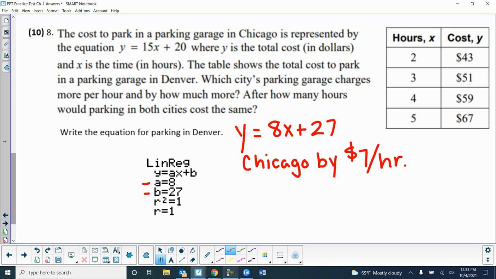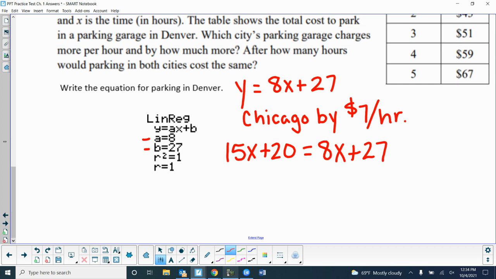Make sure you answer the next part. There's 2 parts to this. After how many hours would parking in both cities cost the same? So Nathan, what do I have to do to figure that out? Yeah, just put your 2 equations equal to each other. So 15x plus 20 equals 8x plus 27. You guys understand that? Any questions on that? Same means equal. So just set them equal once you have the 2, and then solve for x. And whatever x is will tell us how many hours that they'll be the same.